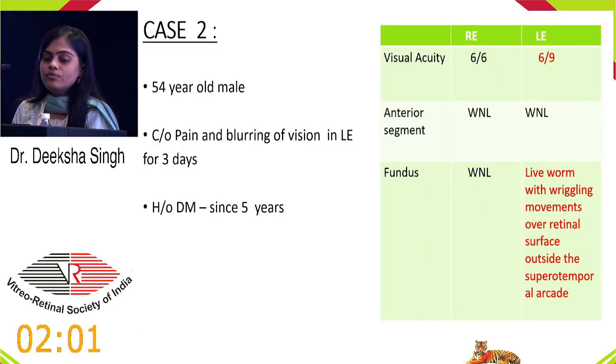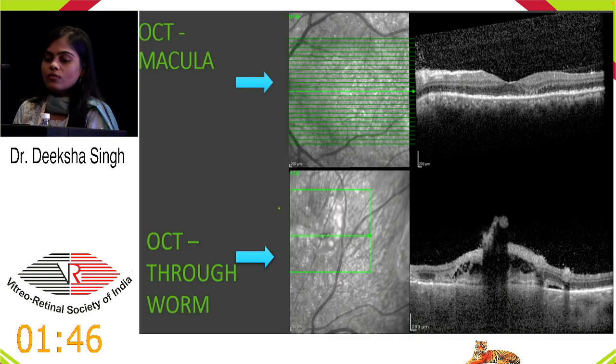In case 2, a 54-year-old male presented with pain and blurring of vision in the left eye for 3 days. Visual acuity was 6/9 in the left eye. Fundus examination showed a live worm with regular movements over the retinal surface outside the supratemporal arcade. OCT macula shows normal foveal contour with vitreous cells, and OCT passing through the worm shows subretinal fluid, intraretinal fluid, and back shadowing because of the worm.